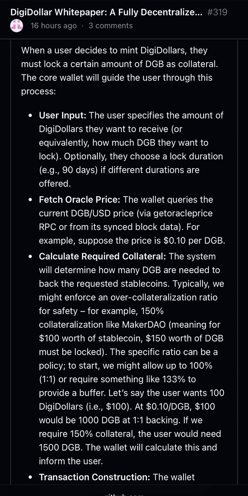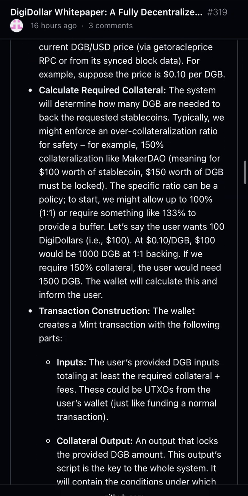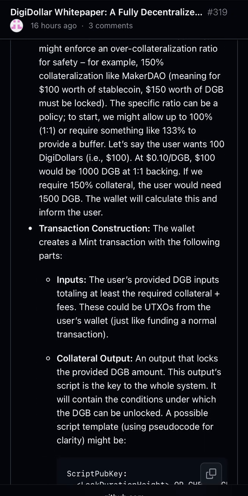For example, suppose the price is 10 cents per DigiByte. Calculate required collateral: the system will determine how many DigiByte are needed to back the requested stablecoins. Typically, we might enforce an over-collateralization ratio for safety, for example, 150% collateralization like MakerDAO, meaning for $100 worth of stablecoin, $150 worth of DigiByte must be locked. The specific ratio can be a policy. To start, we might allow up to 100%, or require something like 133% to provide a buffer.